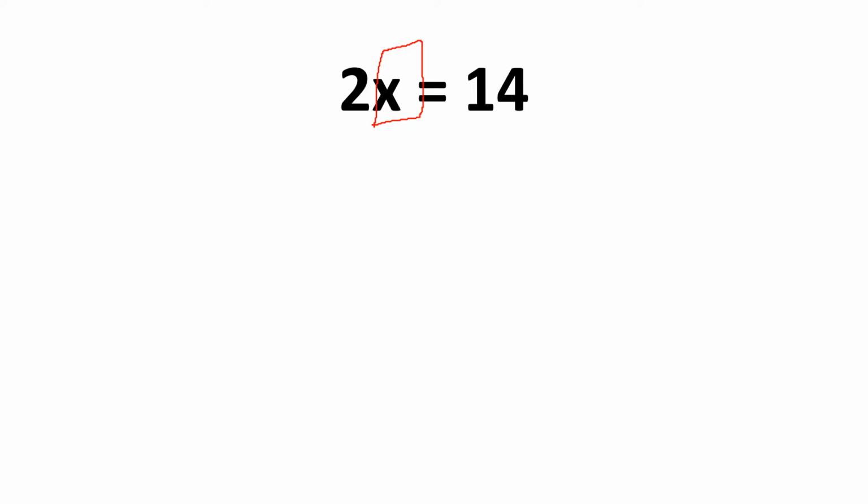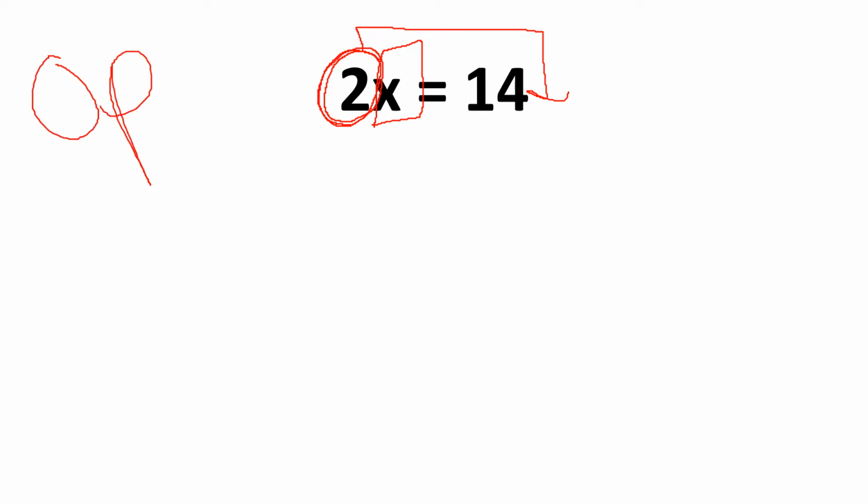If our goal is to get x by itself, I've got to get rid of this. And I've got to get rid of it by moving it over here. And when I move it, the operation changes. Well, what's the mathematical operation? It's multiplication in this one. So when I pick the 2 up and I move it over the equal sign, the operation changes from multiplication to division.